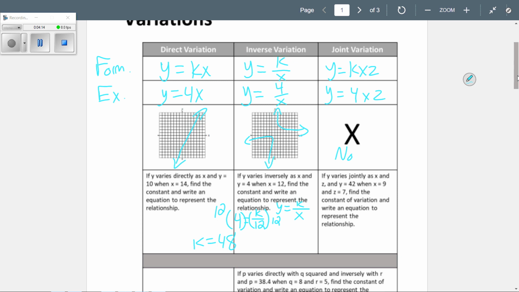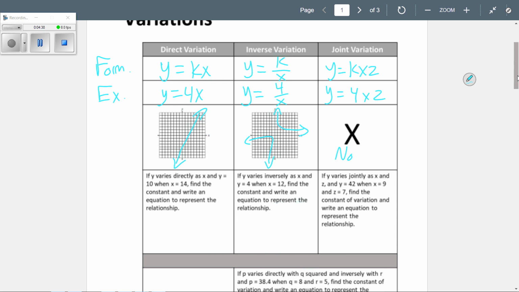So what is our relationship equation? y equals 48, because 48 is our k, it's our constant, over x. And we're done. That is the correct answer. That's the equation to represent the relationship. k equals 48. Then we just plug it into the inverse equation. We got to know those equation formulas, okay?